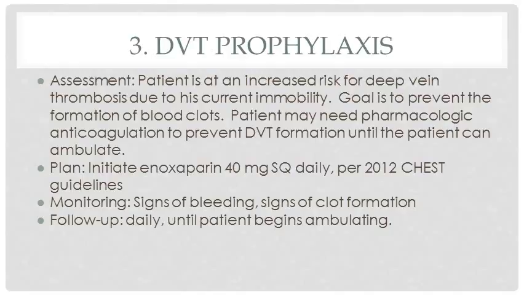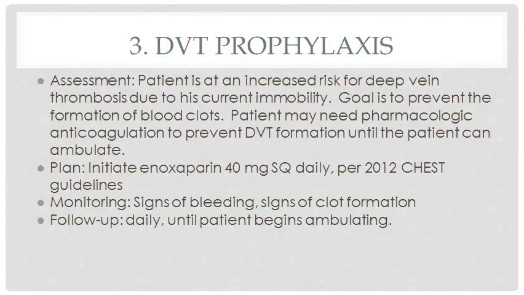The third problem that we're going to address is the need for deep vein thrombosis prophylaxis. This patient is at increased risk for deep vein thrombosis due to his current immobility. The goal is to prevent the formation of these DVT blood clots. Patient may need pharmacologic anticoagulation to prevent DVT formation until the patient can ambulate.